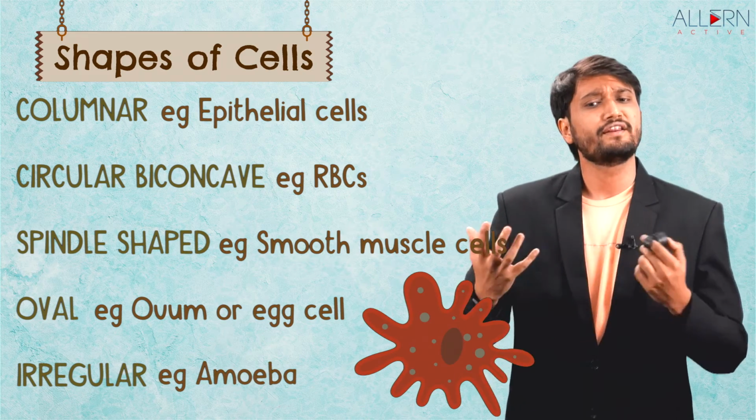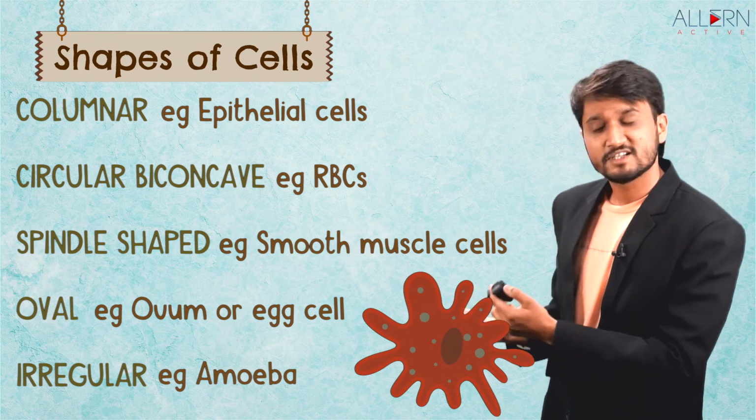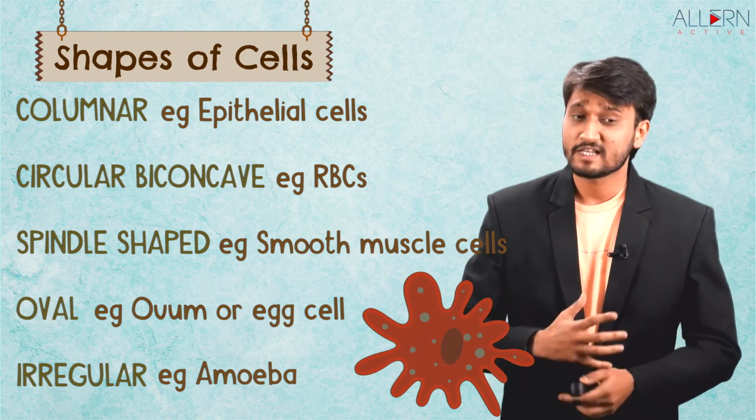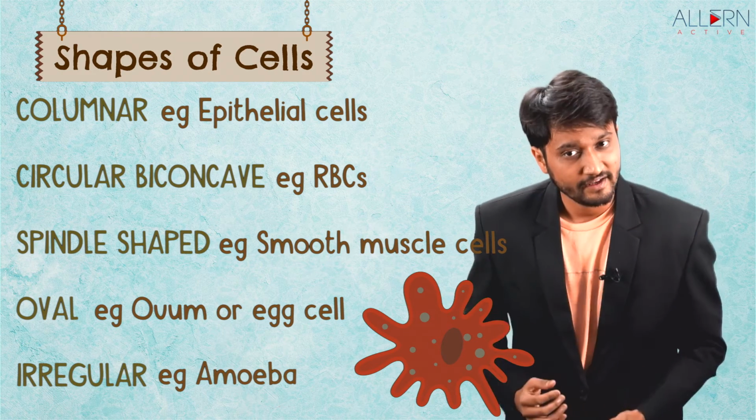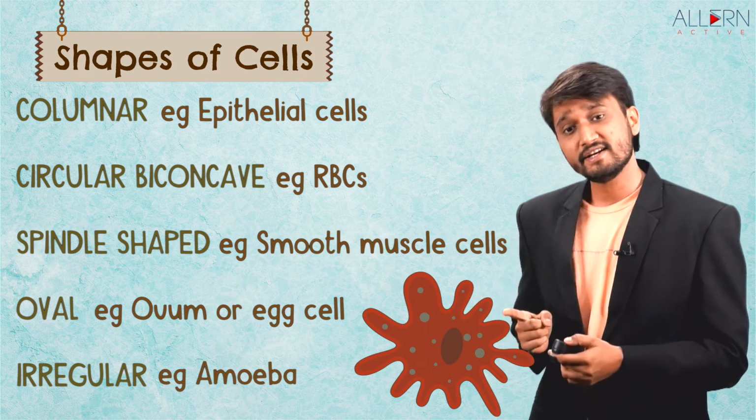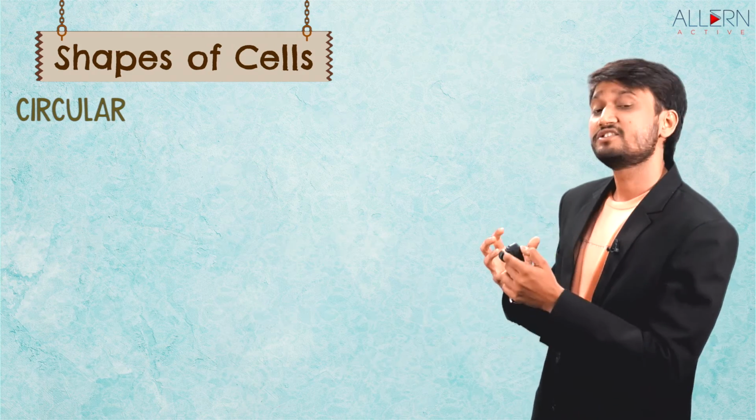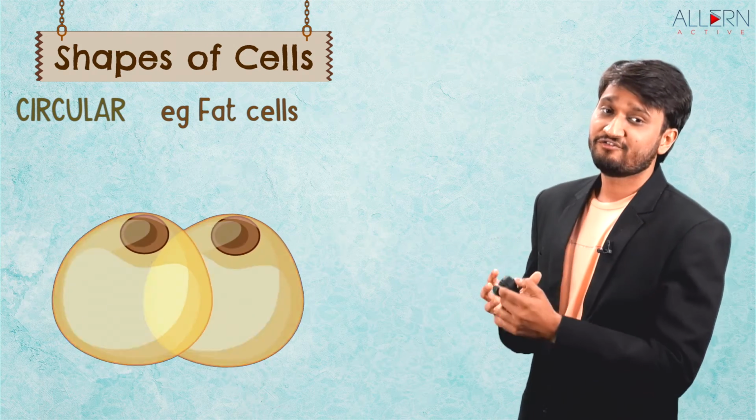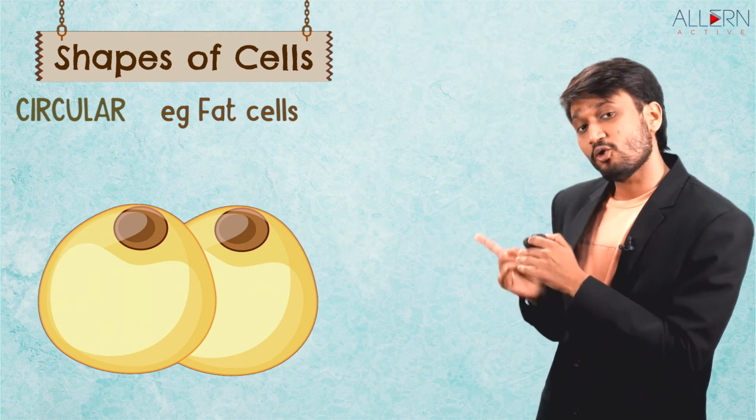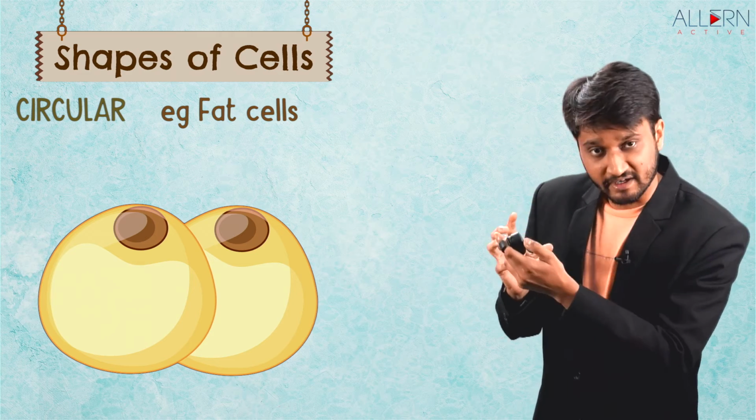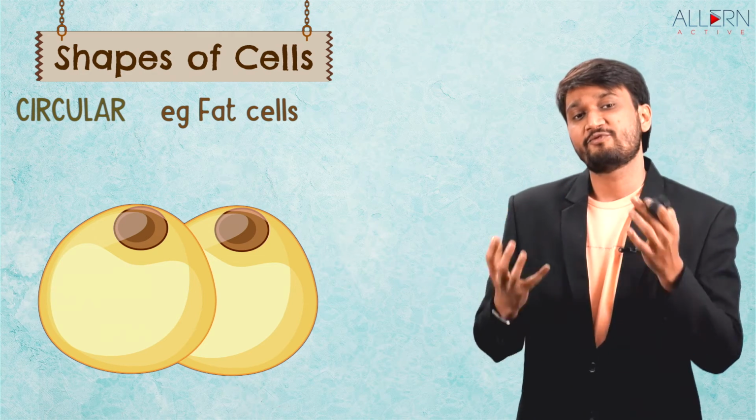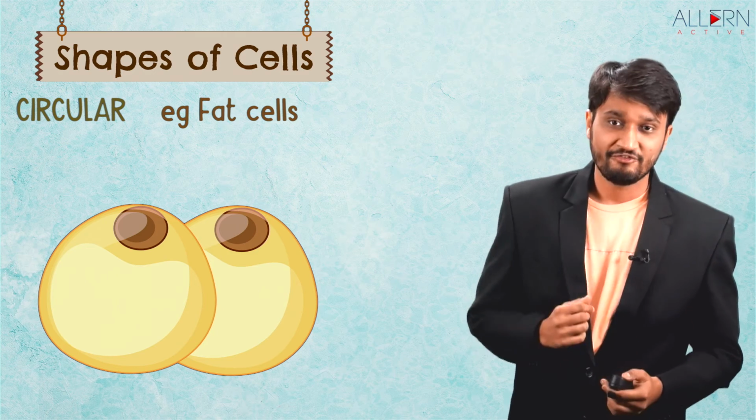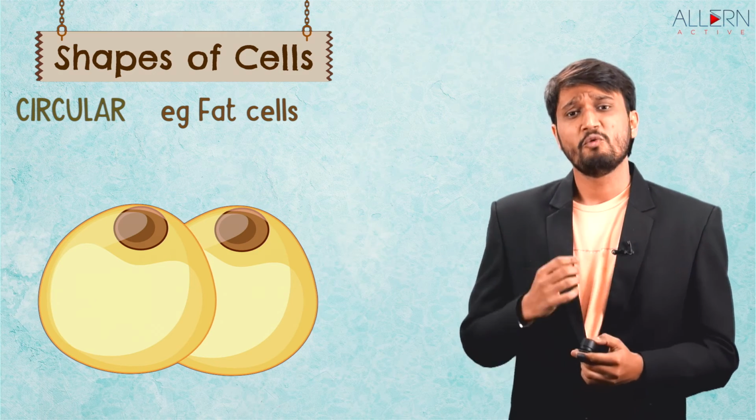After that, we have the irregularly shaped cells. An example is amoeba. We must have heard about this example so many times. So they do not have any fixed shape. They are of an irregular shape. Then we have something called the circular cells, which are our flat cells. Now, don't confuse them with the oval cells. That shape was slightly different. An egg shape would be an oval shape. These are proper circular cells, like a sphere. An example of them would be fat cells. Let's have a look at a few more of them.